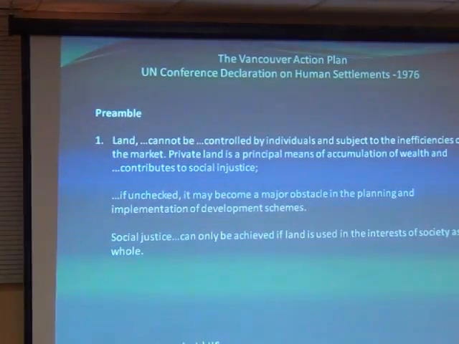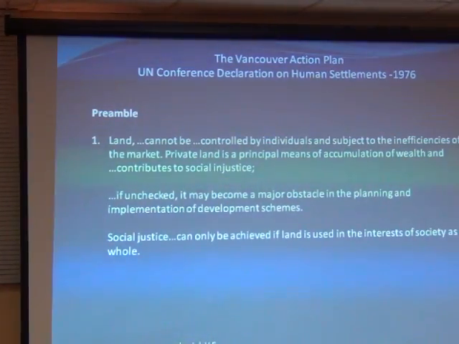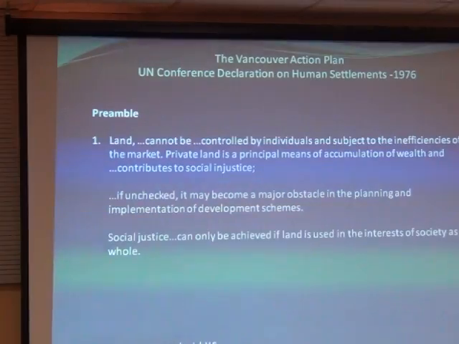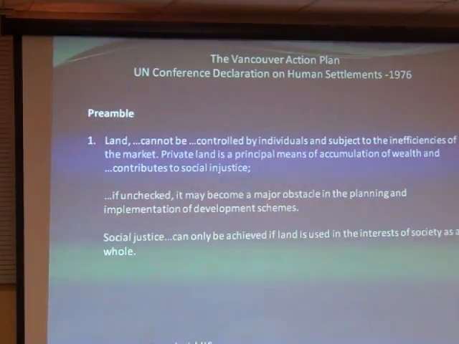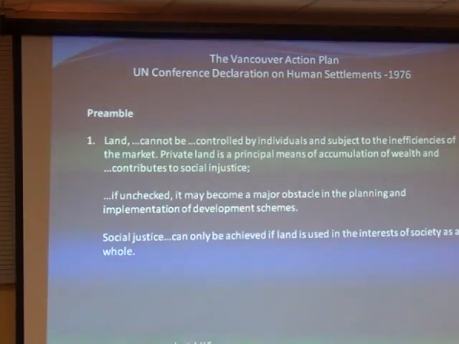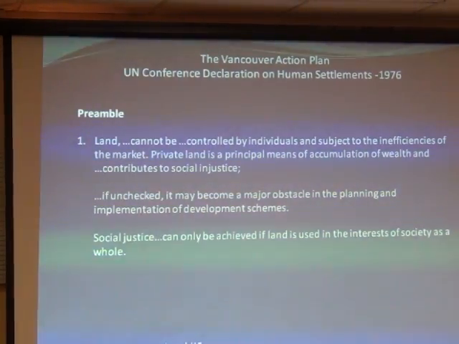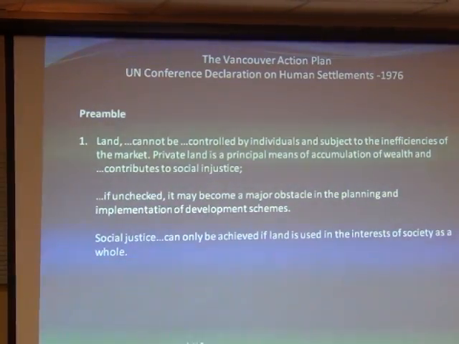And at that point, they decided what the relationship would be between man and property. And they came out with a preamble in this document, this plan of action. And I want to read this to you. I'm not going to read anything else like this, but I do want to read this to you this evening. It's so important. Land cannot be controlled by individuals and subject to the inefficiencies of the market. Private land is a principal means of accumulation of wealth, and it contributes to social injustice.